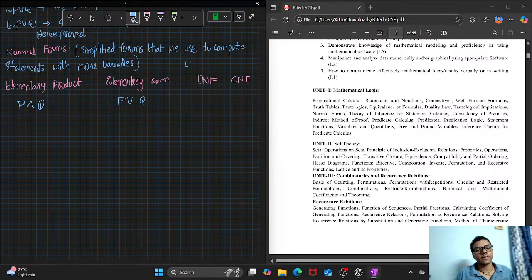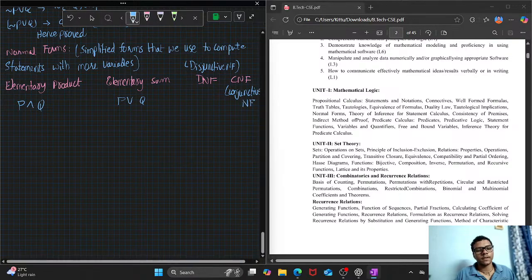DNF stands for disjunctive normal form, and CNF stands for conjunctive normal form. If you remember from the previous classes, disjunction means OR and conjunction means AND, right? So these need to be connected by OR. If they need to be connected by OR, they need to be a sum. These are connected by OR. This is OR itself, so it will come as CNF actually.